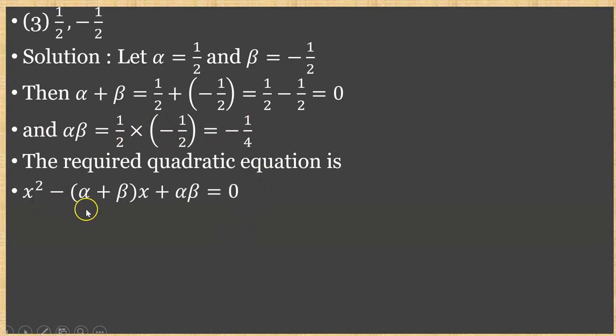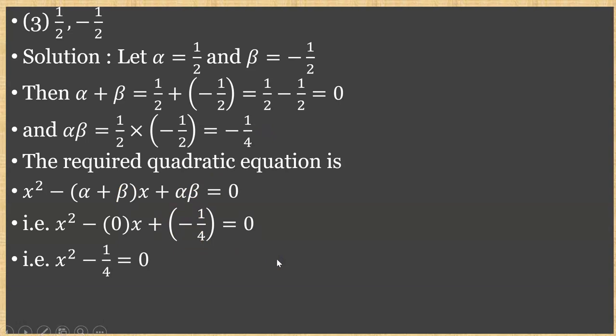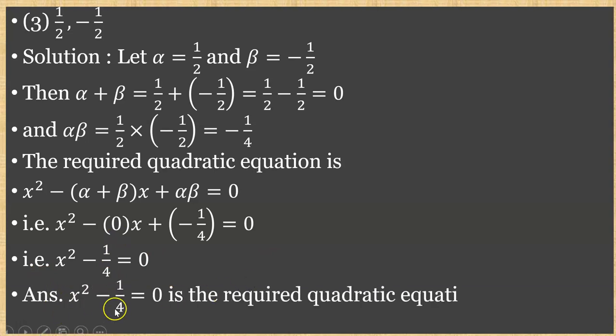x square minus in bracket alpha plus beta into x plus alpha into beta is equal to 0. Alpha plus beta is 0, alpha into beta is minus 1 by 4. And therefore x square minus 1 by 4 is equal to 0. This x square minus 1 by 4 is equal to 0 is the required quadratic equation. The answer.